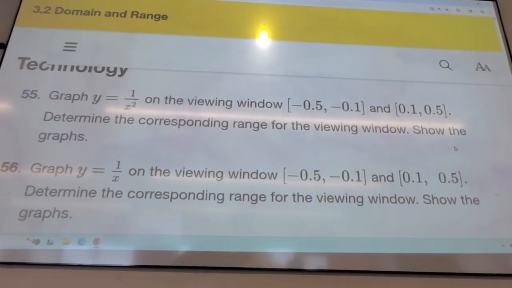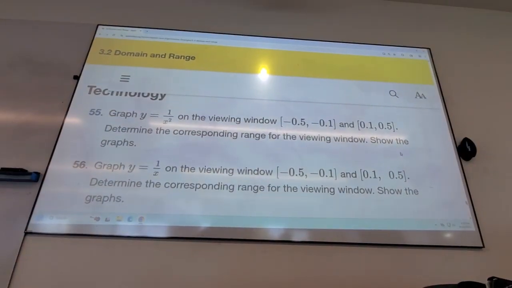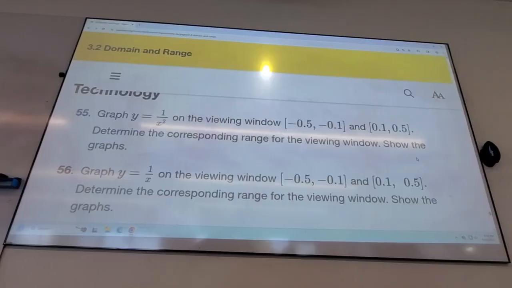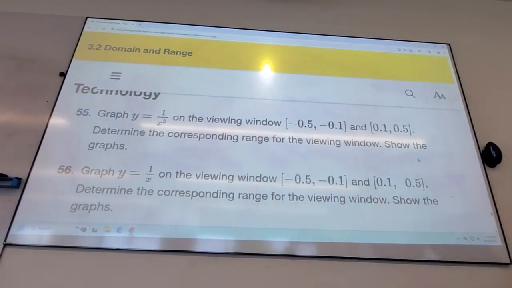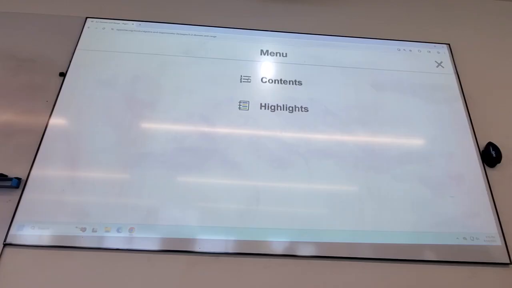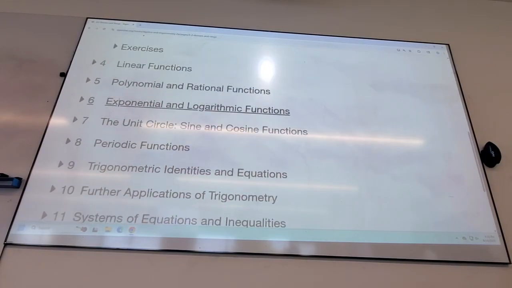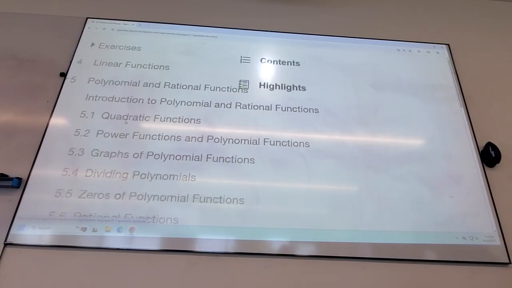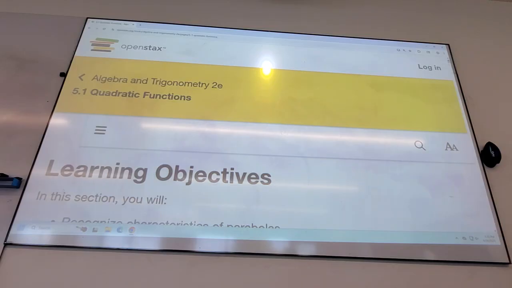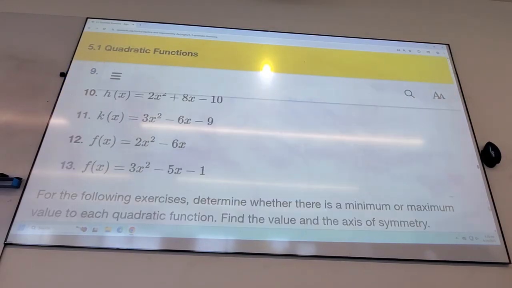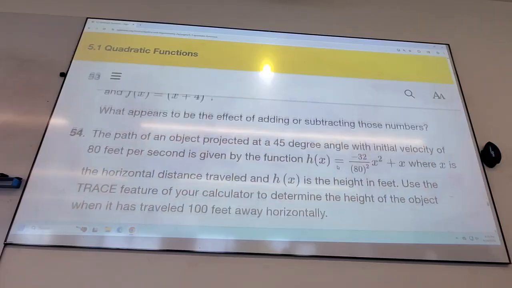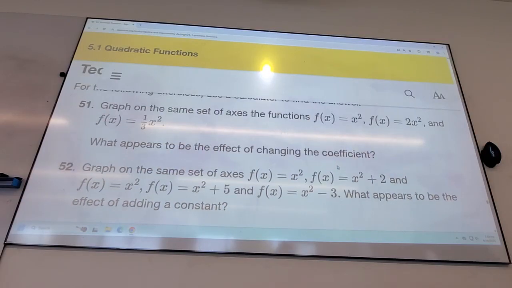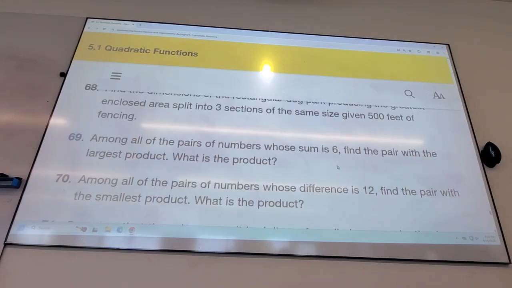Which one are you working on again, Aubrey? Number 69, section 5.1. Okay. So let's take a look at this one. Because I found the vertex, but I don't know how to interpret it in a way that makes sense for what it's asking. Wait, 5.1, number 69. Okay.